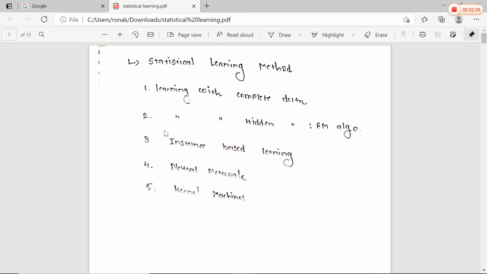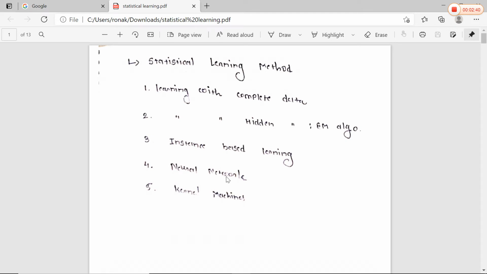This kind of thing is learning with complete data. If we talk about learning with hidden data, that means we are missing some information from our data and knowledge. This method is called learning with hidden data. When we want to deal with this kind of knowledge and data, we use the EM algorithm. In detail, we will discuss the EM algorithm in the next video. The third one is instance based learning.